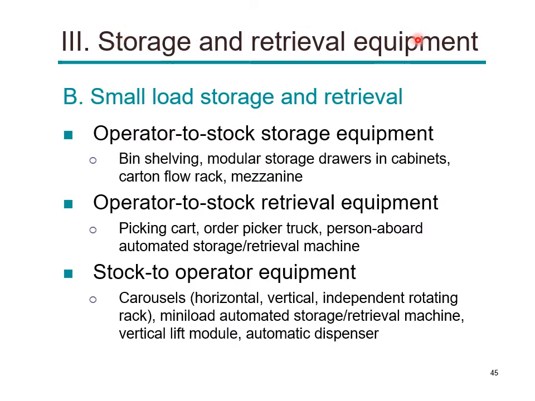So we talked about storage and retrieval equipment, and until now we talked about the unit load storage and retrieval equipment. When I say unit load, it means that a number or an amount of parts are stored in a container or on a pallet, etc. Now we are going to talk about small load storage and retrieval systems. Basically, in this category, we have smaller items that are stored in the system, and we will talk about operator to stock storage equipment. In this one we will be talking about the bin shelving, modular storage drawers in cabinets, carton flow racks, and mezzanine. When we say operator to stock retrieval equipment, it means that in order to store the items or retrieve the items, the operator goes to the stock address.